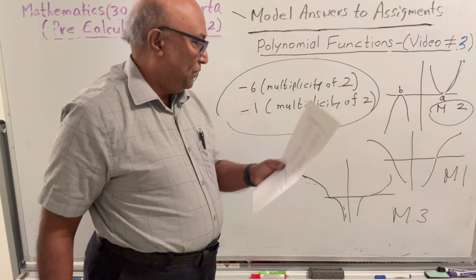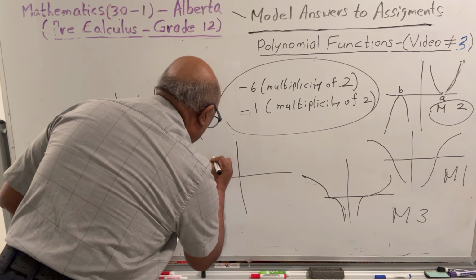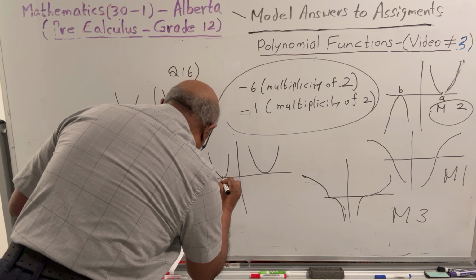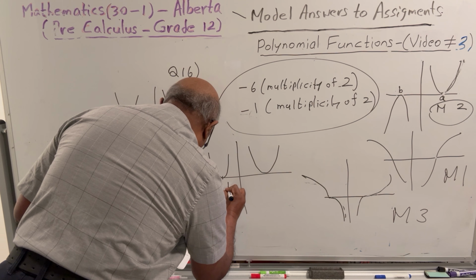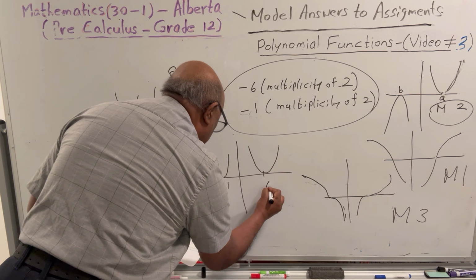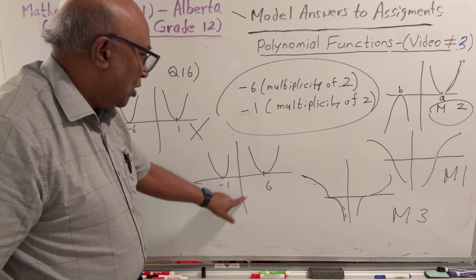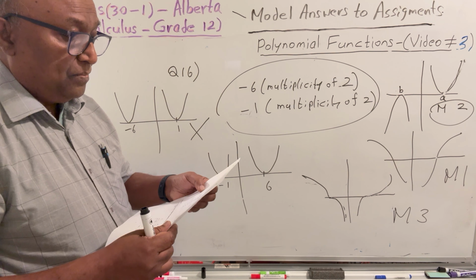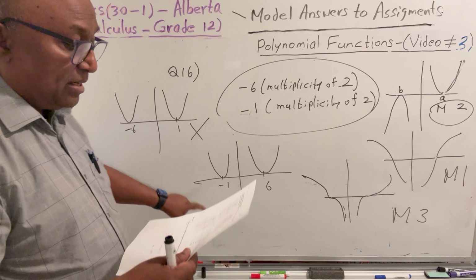Graph B is like this. This zero value is -1. This zero value is 6. So 6 and -1. This is also out. Yeah, that is graph B. Okay, this is graph A, this is graph B.